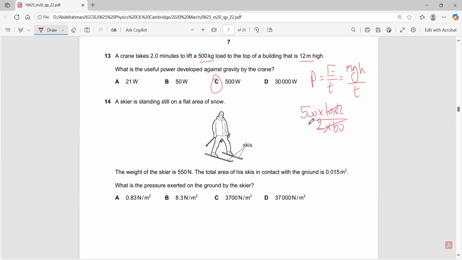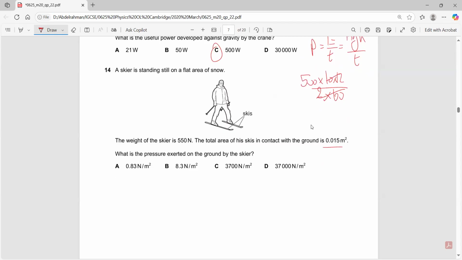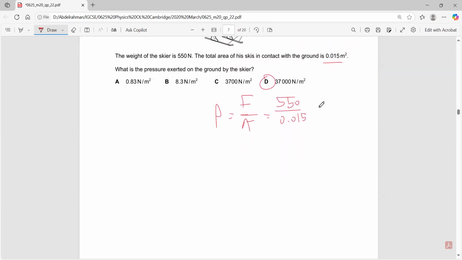A skier is standing still on a flat area of snow. The weight of the skier is 550 newtons. The total area of his skis in contact with the ground is 0.015 meters squared. What is the pressure? Pressure equals force over area. 550 divided by the area, 0.015, giving you around 37,000.